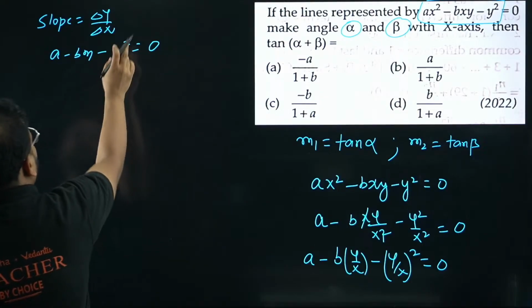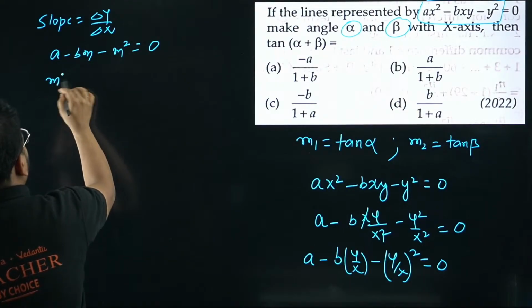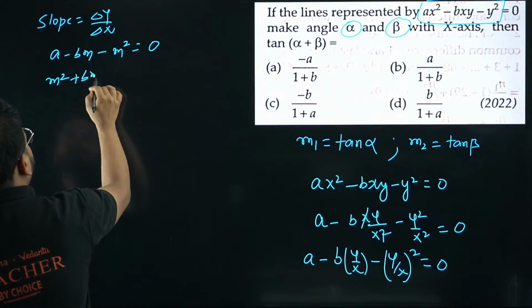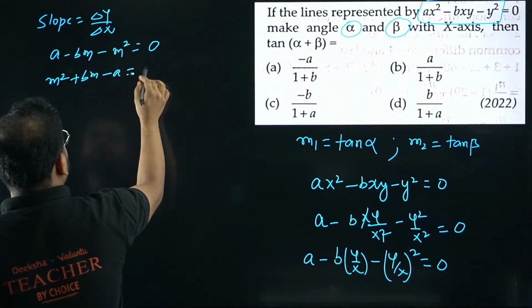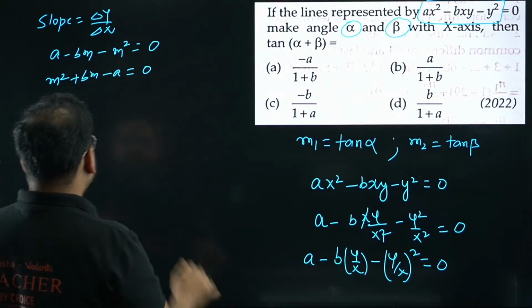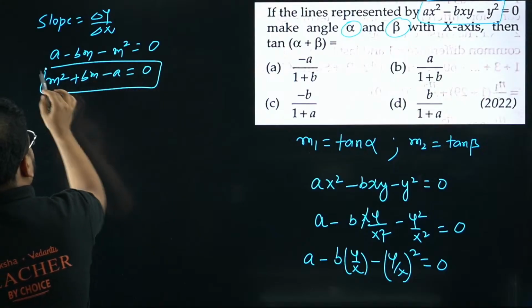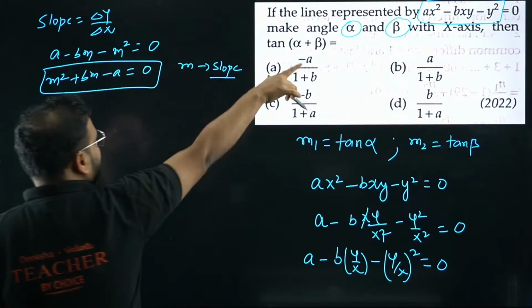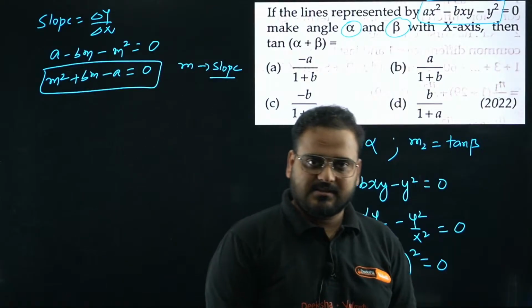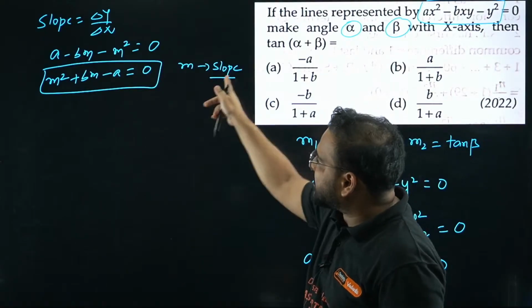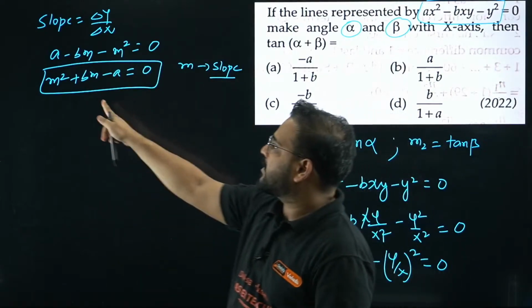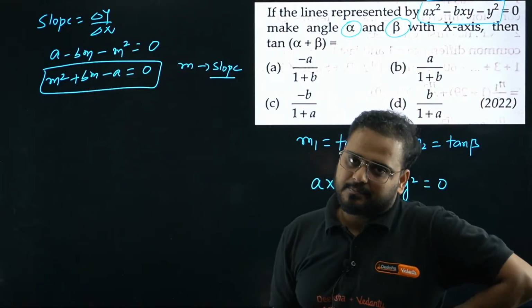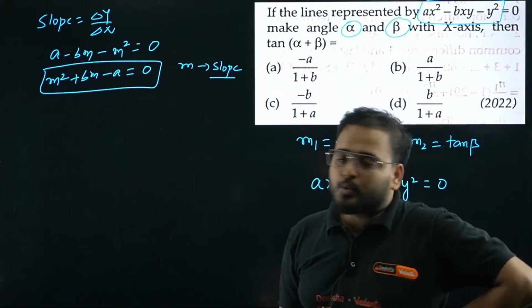Let's take the coefficient of m square as positive. So I'll have m square plus bm minus a equal to 0. From here you can see that it's a quadratic equation in the variable m, where m represents the slope of the 2 straight lines given there. So the slopes are roots of the quadratic equation m square plus bm minus a. We know the sum and product rule of roots of a quadratic equation.